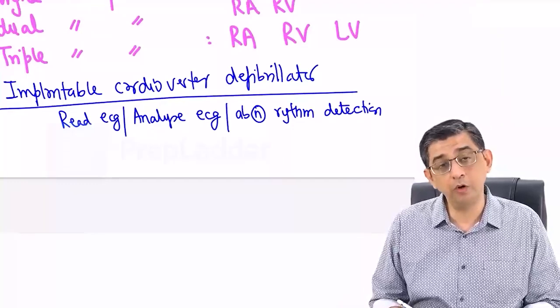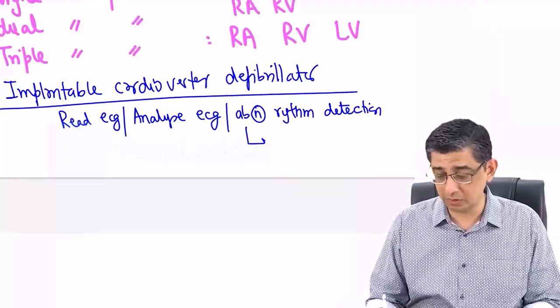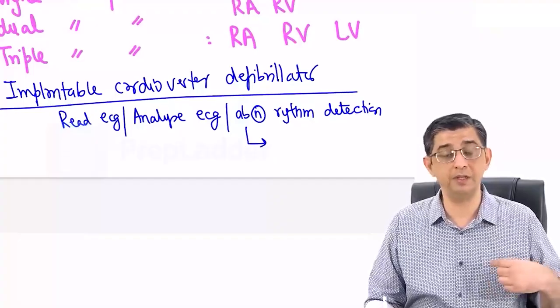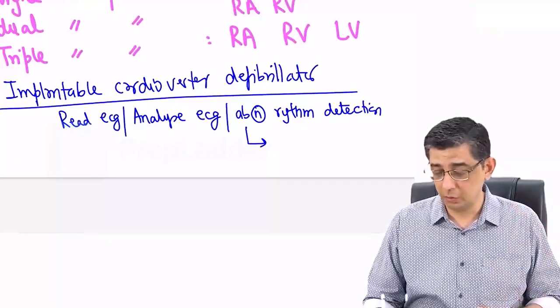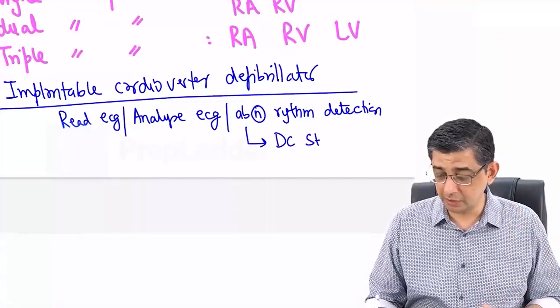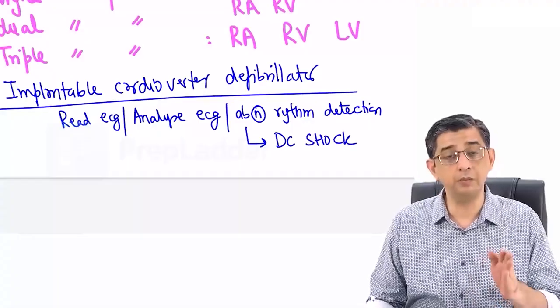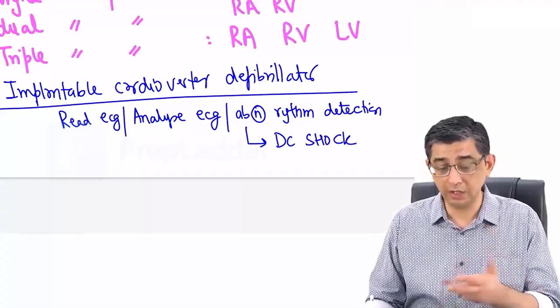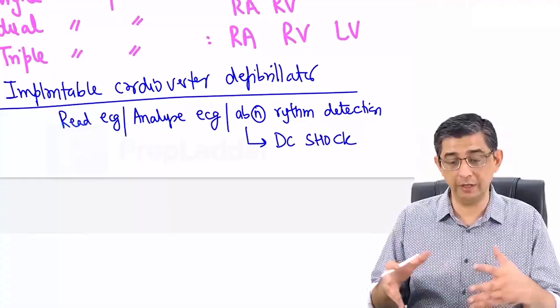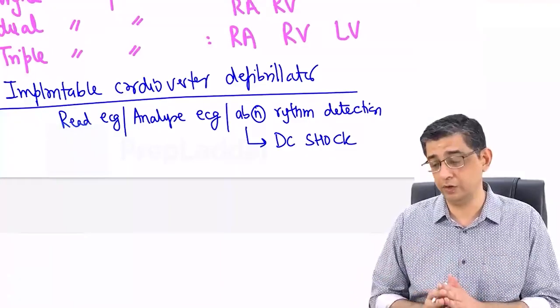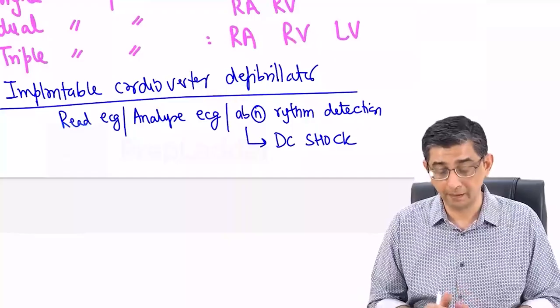And once there is abnormal rhythm detection, this small computer, maybe 1 inch by 1 inch in size, sitting in the chest of the patient just below the skin, has sufficient power to deliver a DC shock and terminate the arrhythmia without the patient even becoming aware that he had some problem. I mean, this is like nipping the problem in the bud. The arrhythmia occurred, the computer fired a DC shock, and well, goodbye to the arrhythmia.